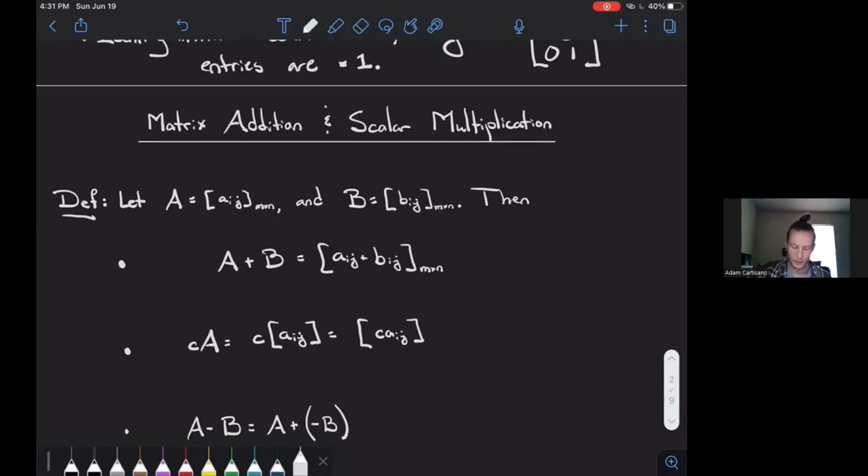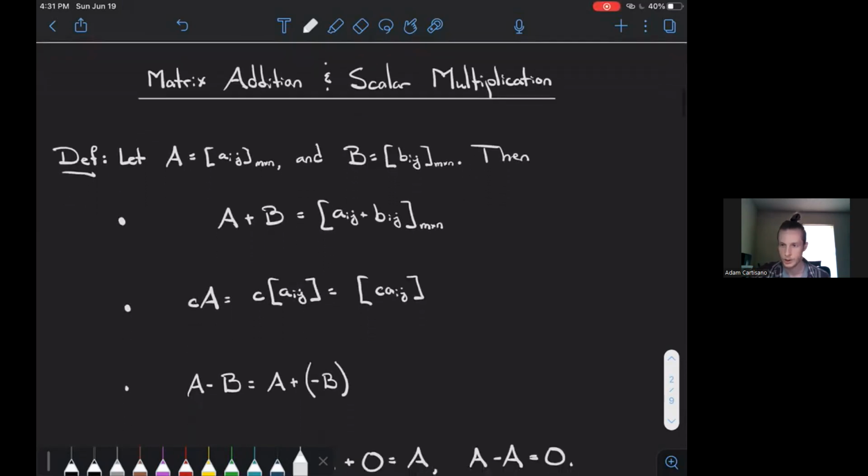Okay, so I've written some cryptic symbols here. We'll just talk about what they mean. So let A be the matrix Aij, which is m by n, and let B be the matrix Bij, which is also m by n. Notice both of these are m by n matrices, so they have m rows and n columns. What's important is that the dimensions match. Otherwise, what I'm about to define literally makes no sense.